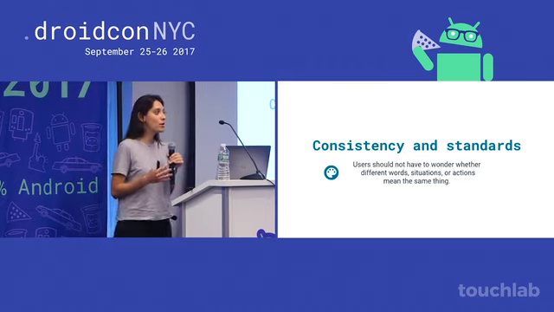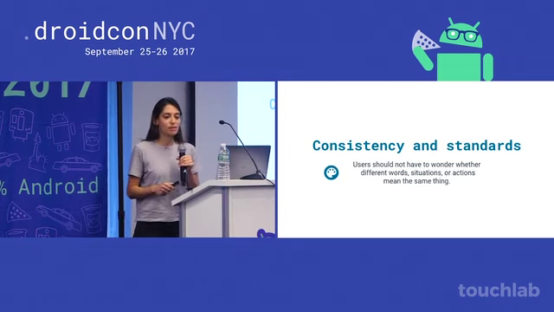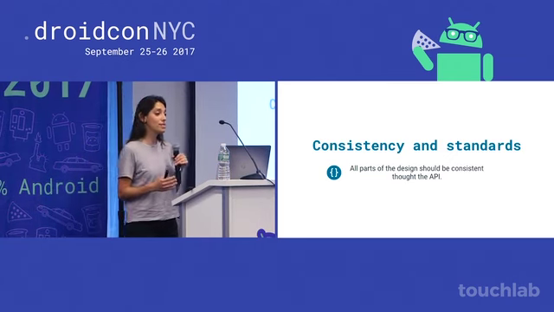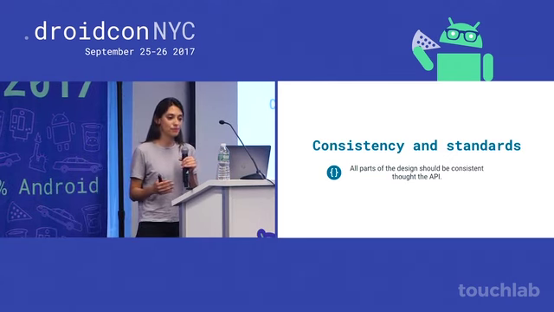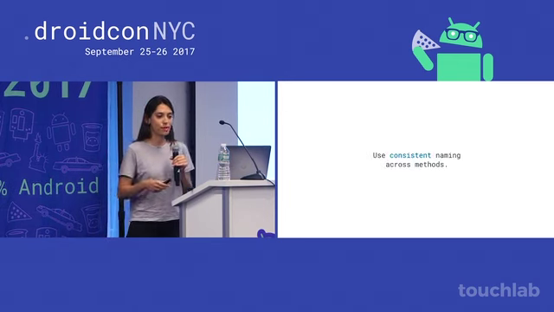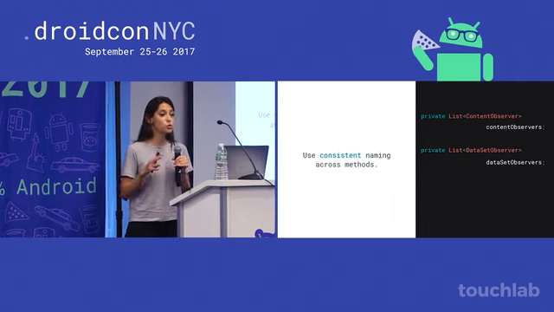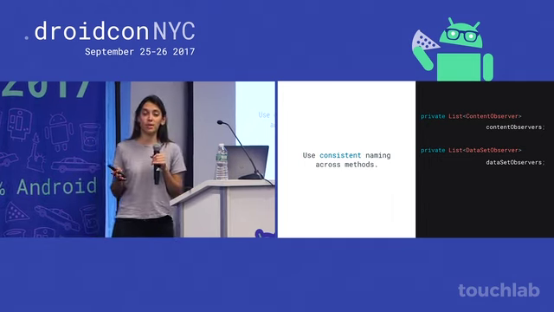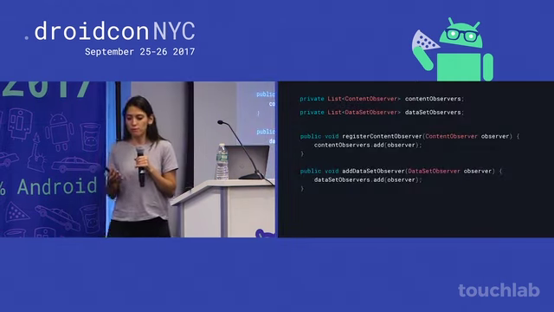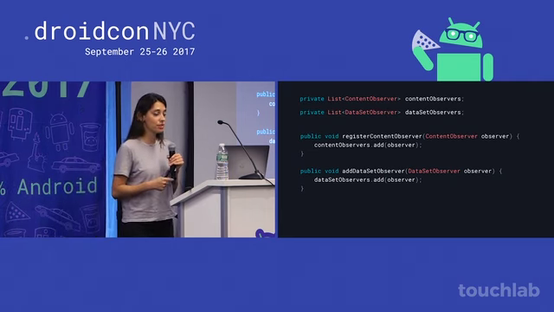Users should not have to wonder whether different words, situations, or actions mean the same thing. In terms of API, the main keyword here is consistency, because all parts of the design should be consistent throughout the API. So we should use consistent naming across methods. So let's say that we have a class that inside has two lists of observers, a content observer and a dataset observer. And we want to provide a way to add listeners, to register observers.